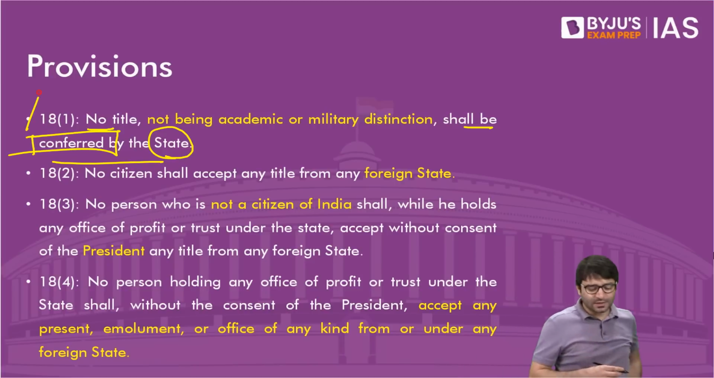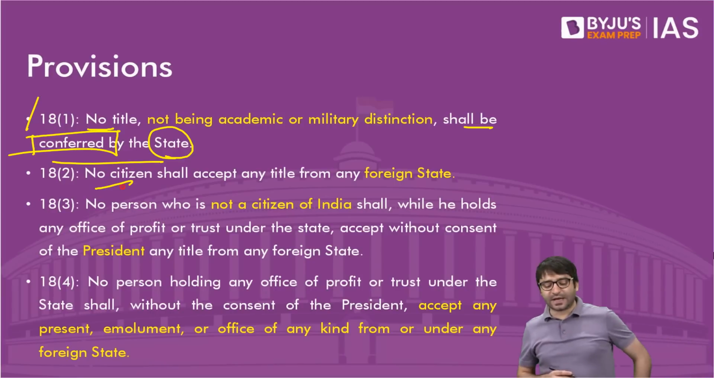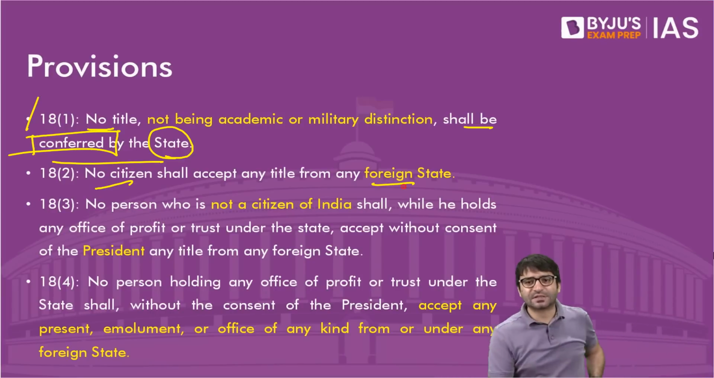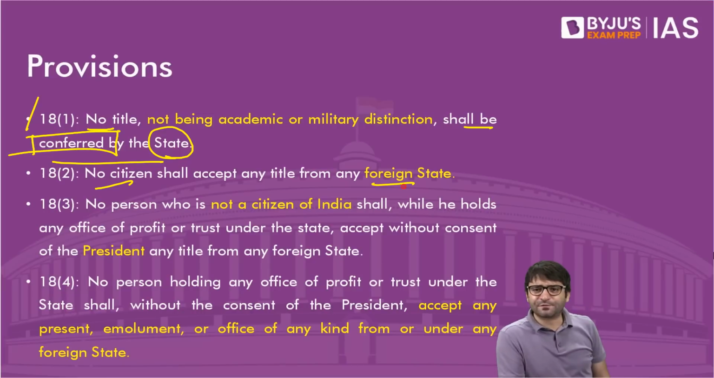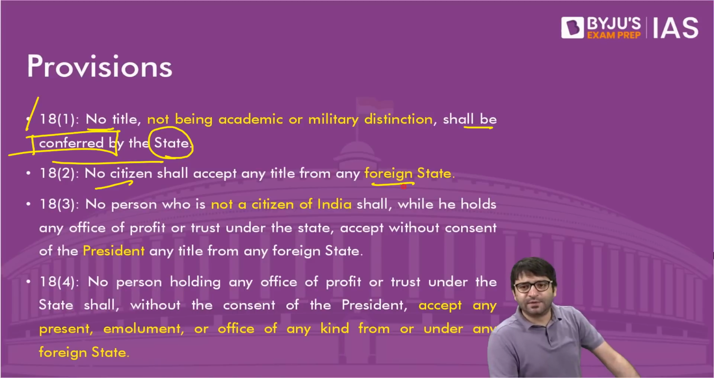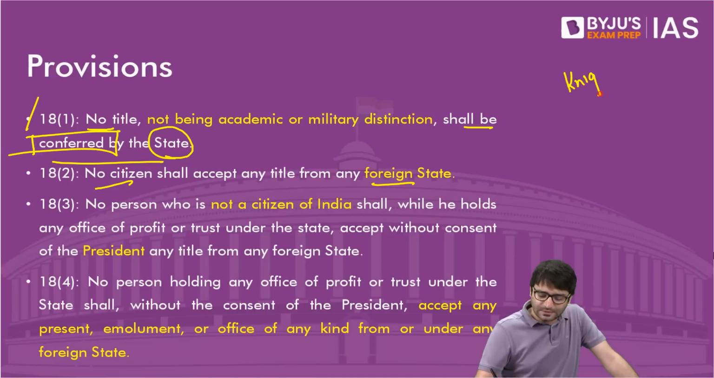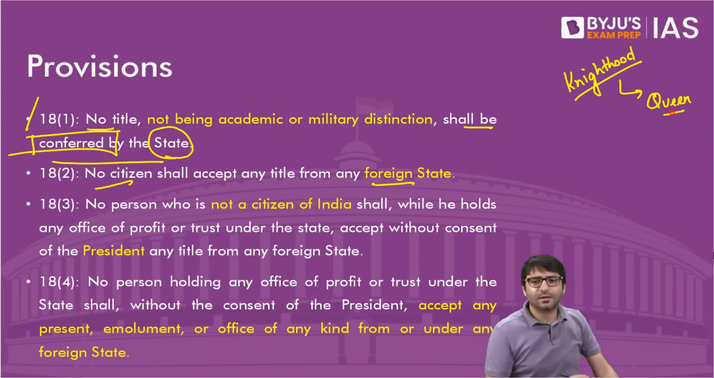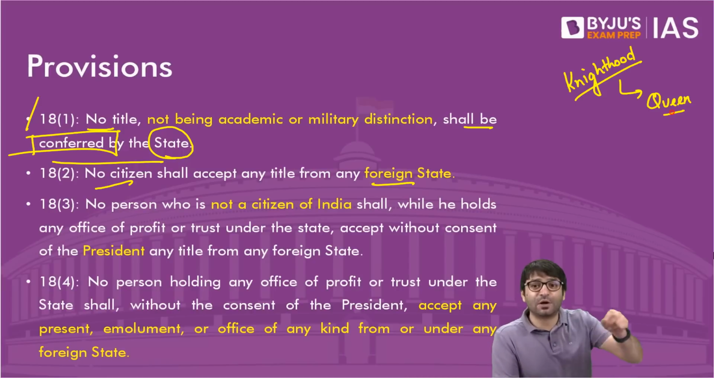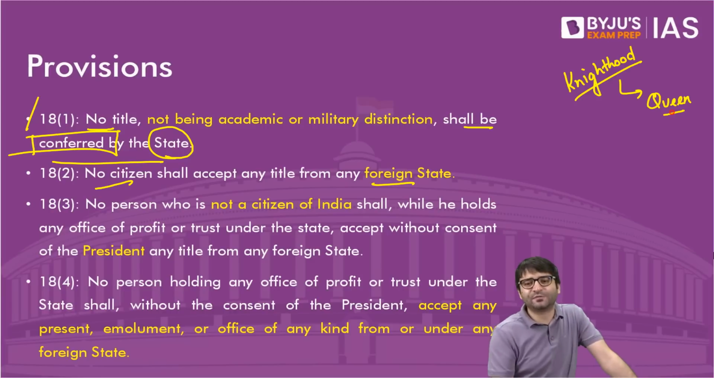Article 18 Clause 2 says no citizen shall accept any title from any foreign state. For example, Sunil Gavaskar. He was the first batsman to score 10,000 test runs. A prolific batsman. And he was all set to be knighted by the Queen of England. Because the Queen, or the King, still awards titles to people. For example, Sir Ian Botham, Sir Richard Hadlee, Sir Donald Bradman, Sir Salman Rushdie, Sir Vivian Richards. All these are titles still conferred by the King or the Queen of England.